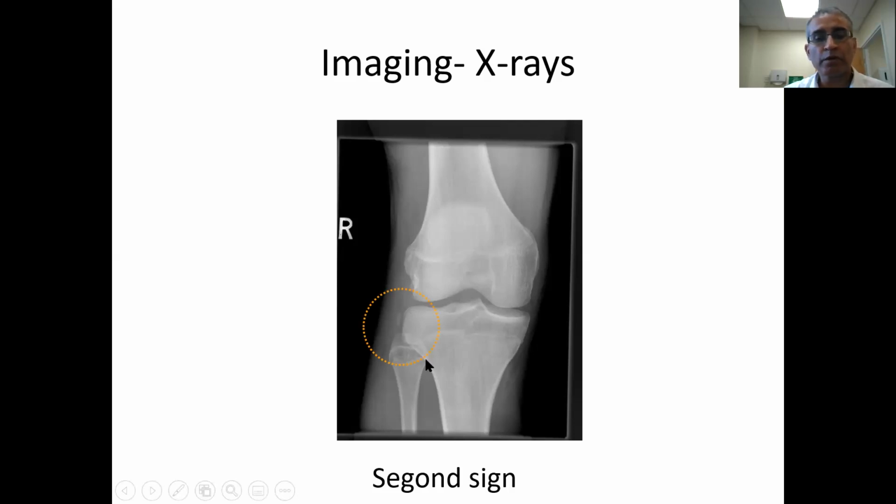This flake of bone is called a Segond sign, and that's because with the injury in the knee, the lateral capsule, which is attached to the tibia, gets torn. And that's this sign. If you see this picture, it's pathognomonic of ACL injury. When the force carries on, some ACL injuries will tear the lateral capsule. So a flake of bone on the outer side of the knee is very pathognomonic of ACL injury, and it's called Segond sign.